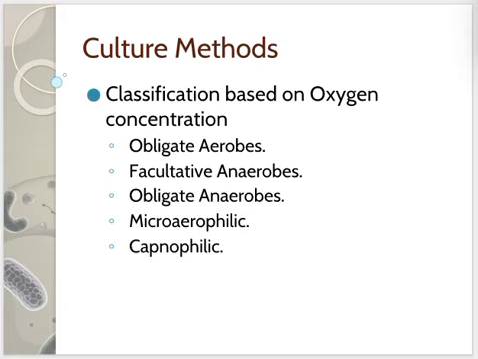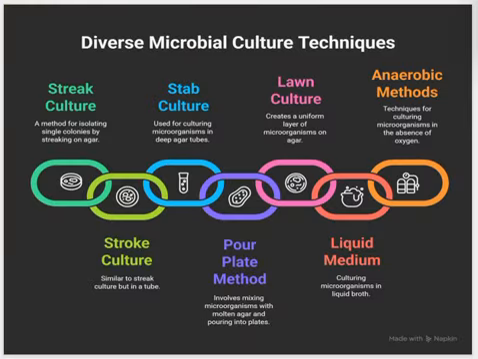Understanding these categories helps us select appropriate culture conditions to support different microbes. There are several microbial culture techniques, each suited for different purposes. For example, streak culture isolates single colonies by spreading bacteria on agar. Stab culture involves inoculating deep into agar tubes. Lawn culture creates a uniform bacterial layer useful for antibiotic testing.